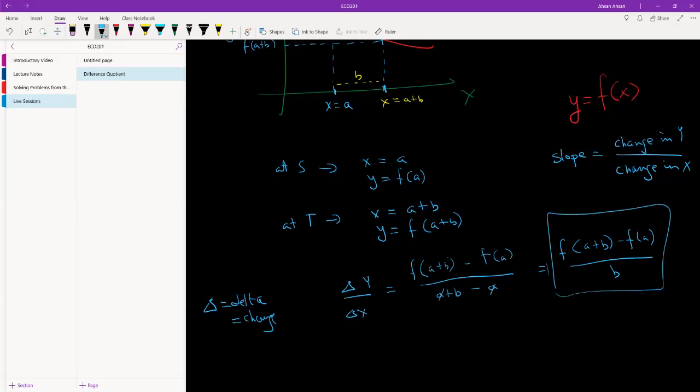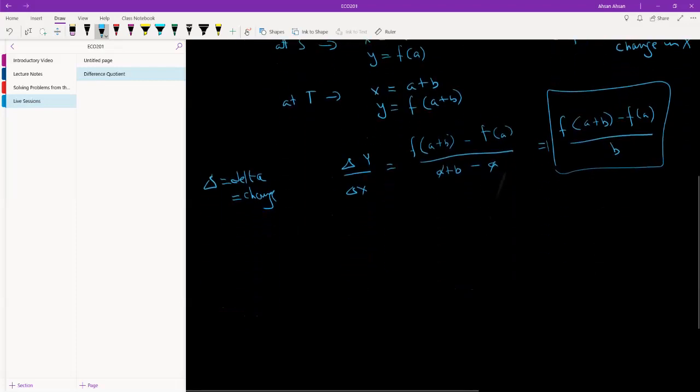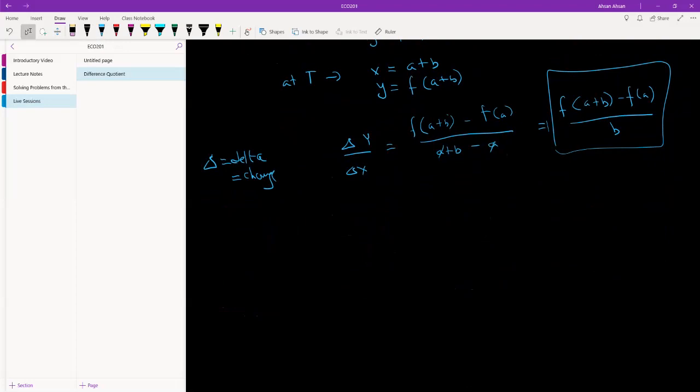So if we wanted to do some practice, let me just draw out another simple diagram.